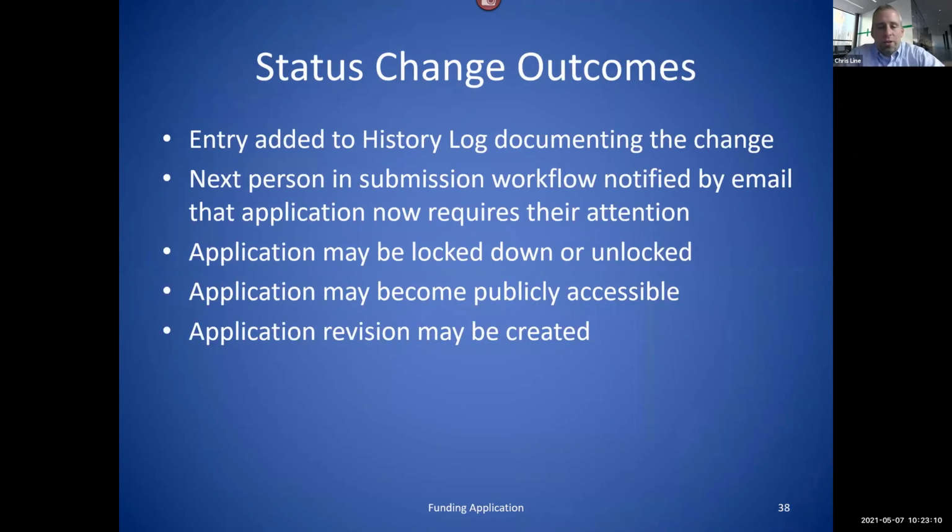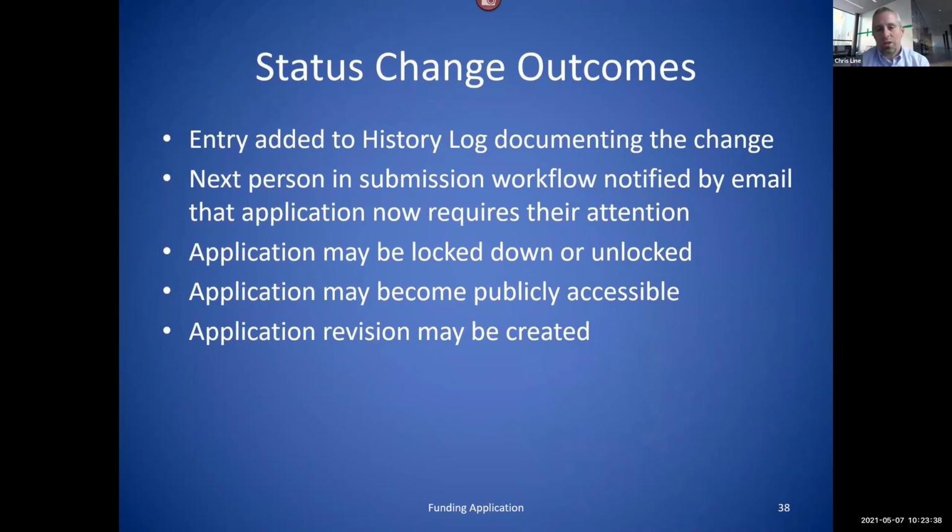So when a status change occurs, there's going to be an entry added to the history log documenting that status change. The next person in the submission or review workflow is going to receive an email to notify them that the application requires their attention. We talked about how when they move to draft completed, the system locks the application, so they can't edit it while it's being reviewed, or if they send it back for modifications, that would unlock a locked application.